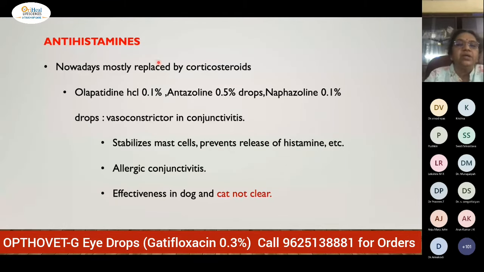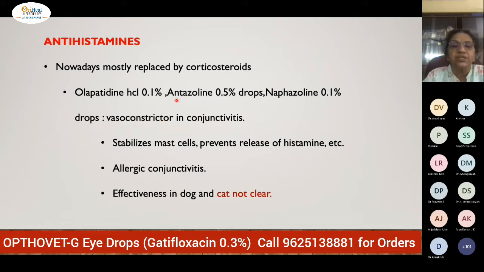Antihistamines are very commonly used in human ophthalmology, but we have not seen a good placement in veterinary ophthalmology. But very rarely we use them also. Olopatadine hydrochloride 0.1%, azelastine 0.5%, and naphazoline are used very commonly in human beings. Most of the time they will be replaced with the corticosteroids. So that is why we don't use them.